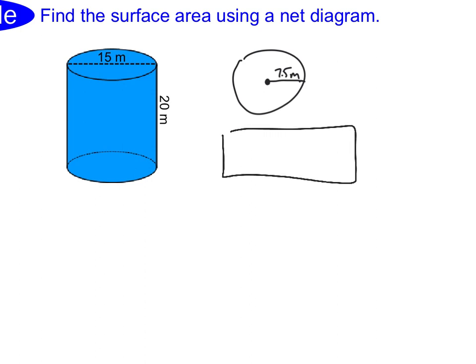The rectangle is a little trickier because the height of the can or cylinder is 20 meters, and that's clearly labeled. But the tricky part of this is, what is the length? How do we find the length of the rectangle? Either pi times diameter or 2 times pi times radius. We need to do that to find the length of the rectangle.